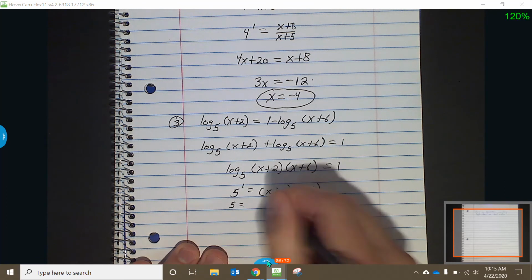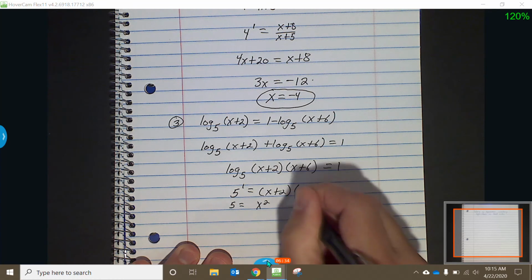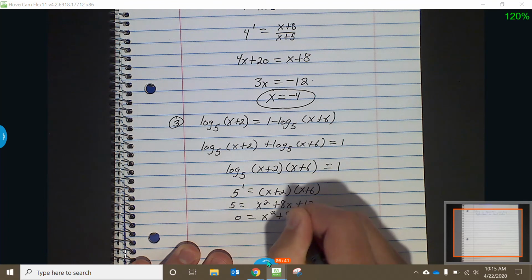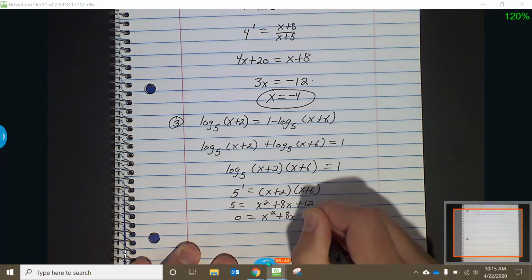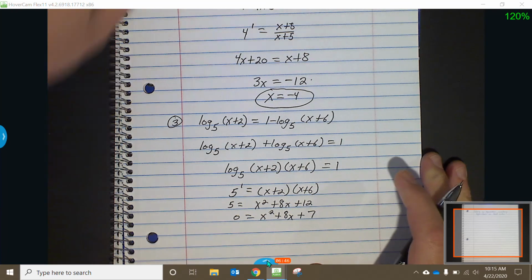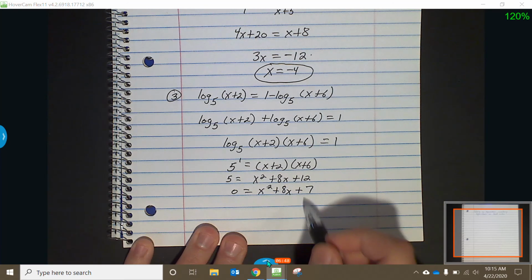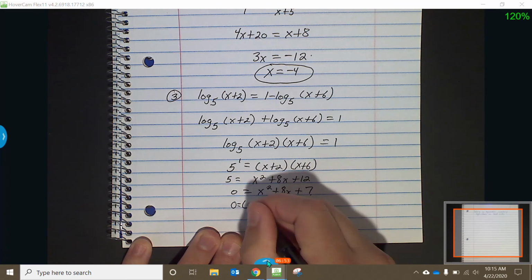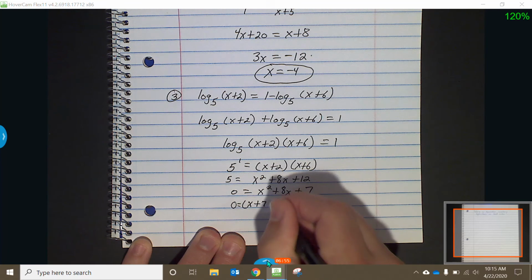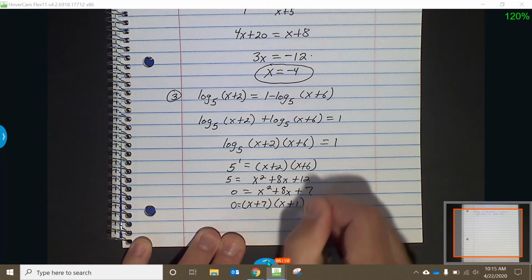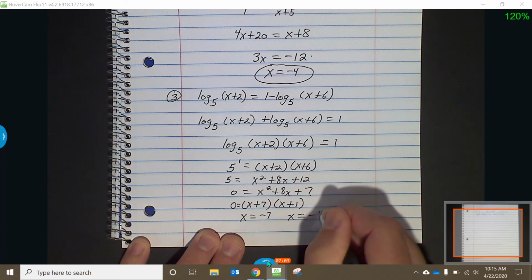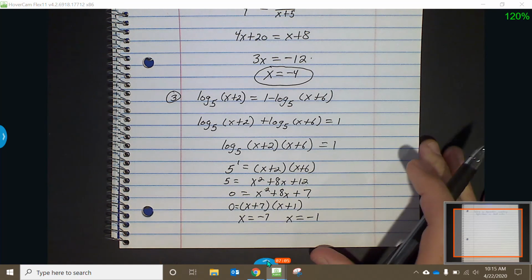5 equals, I'm going to FOIL this out, x squared. We get a 2x and a 6x, which is an 8x, plus 12. Subtract 5 from both sides, and we get 7. And how does that factor out? What multiplies up to 7 that adds up to 8? It's 7 and 1. So x equals negative 7, x equals negative 1. Just set each piece equal to 0 and solve.